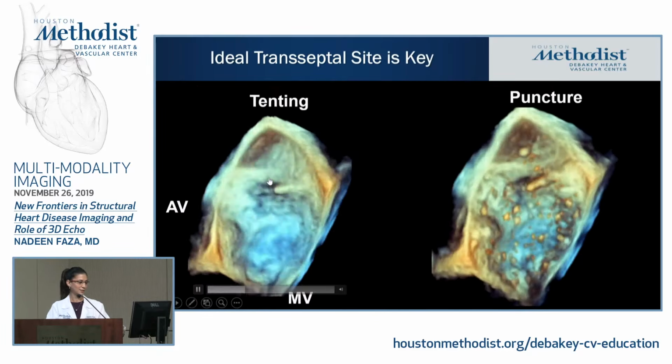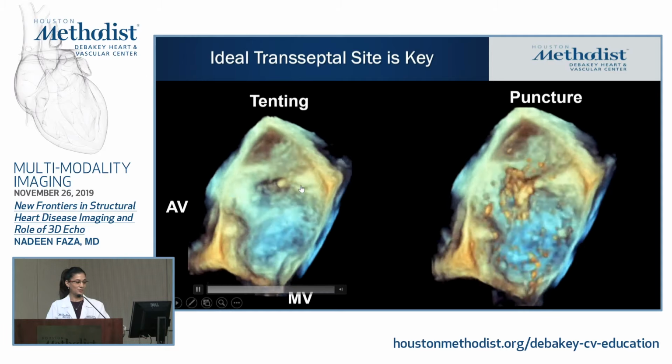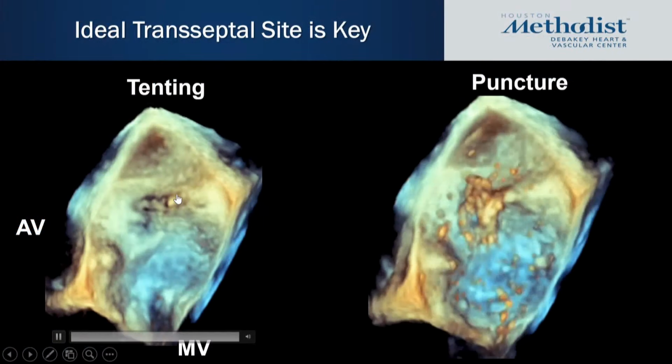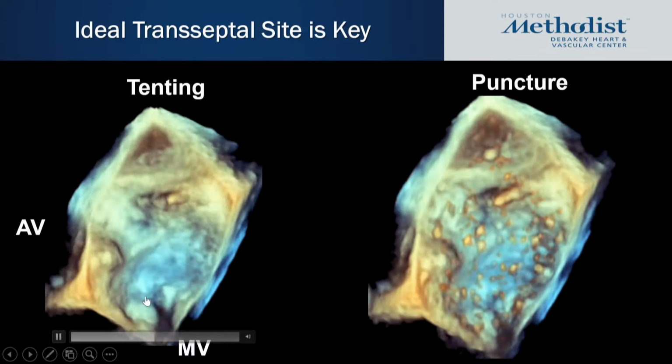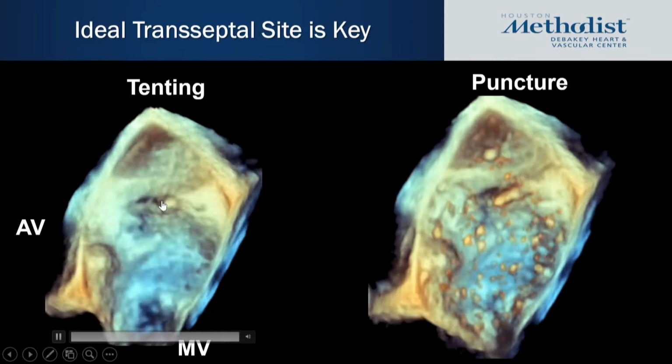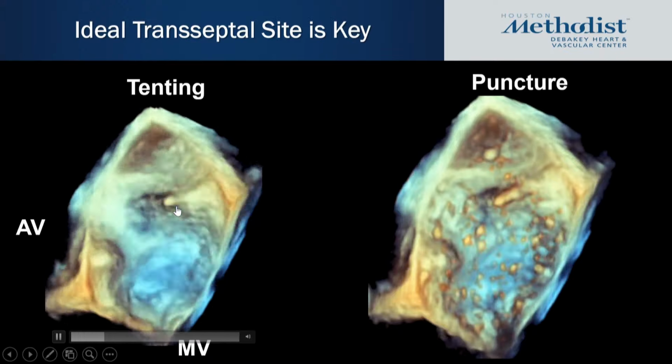So they tent, and we go to our 3D views, and we can see them tenting right here at about 1 o'clock. This is your aortic valve, this is your mitral valve, and this is your medial commissure. So you're right above the medial commissure, and you can see them tenting.